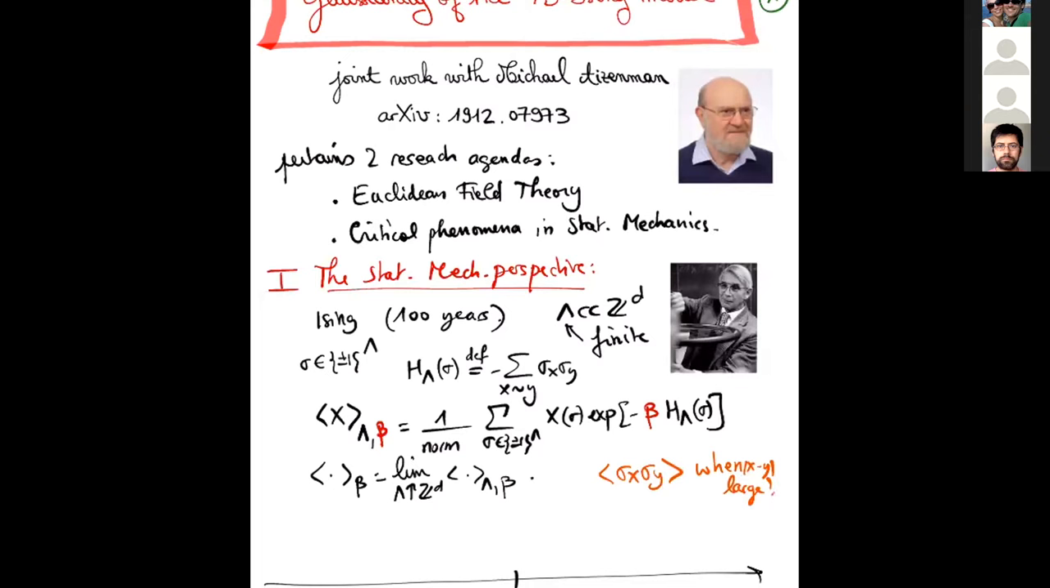Below this critical inverse temperature, beta_c, there is a phase which is called the disordered phase. And above beta_c, there is an ordered phase. And these phases are characterized, if you want, by two things. The first one is that in the ordered phase, when I look at sigma_0 sigma_x, this converges when I send x to infinity to a quantity which is equal to m(beta) squared, so it's positive.